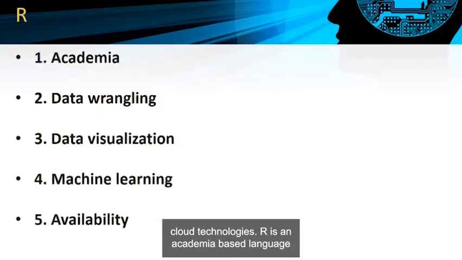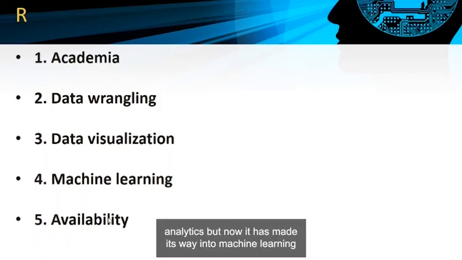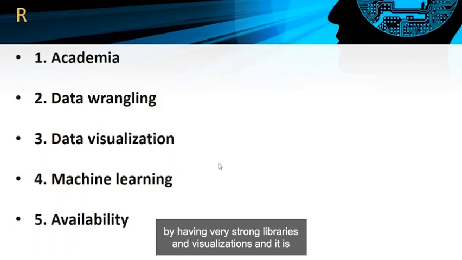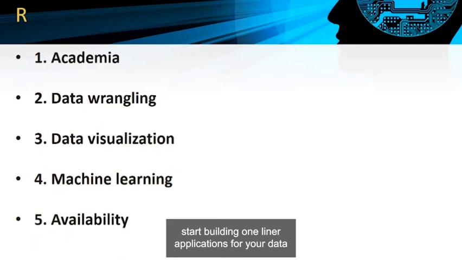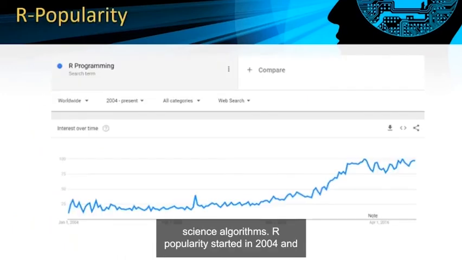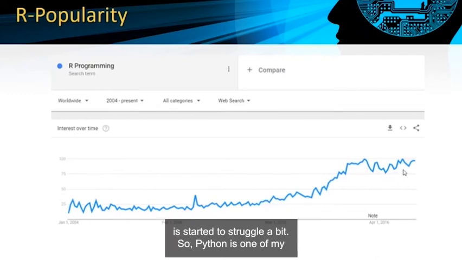R is an academia-based language-specific machine learning environment. It was basically developed to do statistical calculations and financial analytics, but now it has made its way into machine learning by having very strong libraries and visualizations, and it is available 24 hours open source. So this is a good way to start building one-liner applications for your data science algorithms. R's popularity started in 2004, and it became really well with big data sources coming in. In 2006 it came to its peak, and now with Python coming in, it has started to struggle a bit.